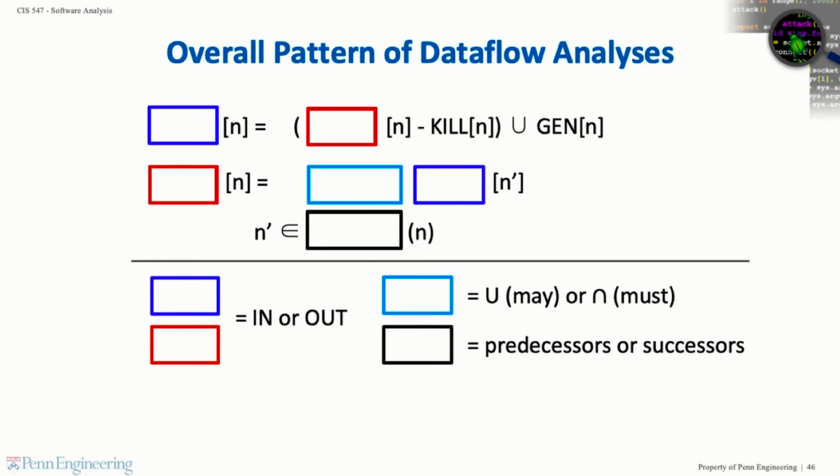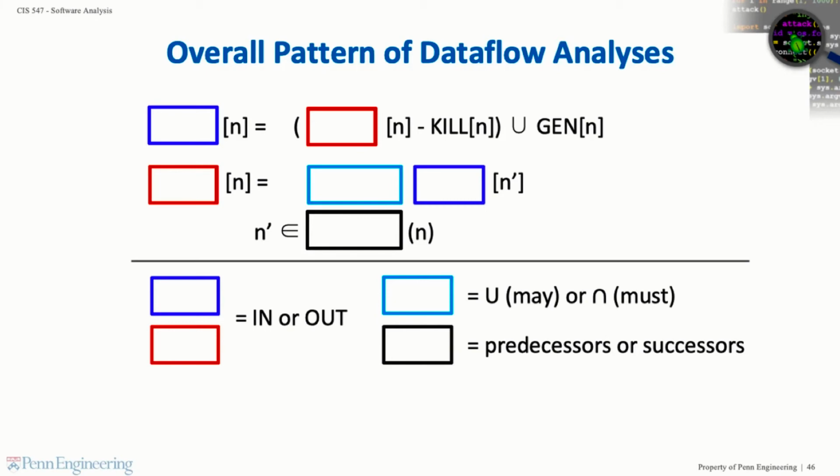Although this looks like a lot of choices, there are in fact only two. First, whether the analysis propagates information forward or backward, and second, whether the analysis computes may or must information. We already saw what forward versus backward propagation looks like when we discussed the four analyses earlier. Forward versus backward propagation is decided by mapping the blue and red boxes to in and out sets appropriately, and by mapping the black box to predecessors or successors accordingly. Now let's see what may versus must information means.